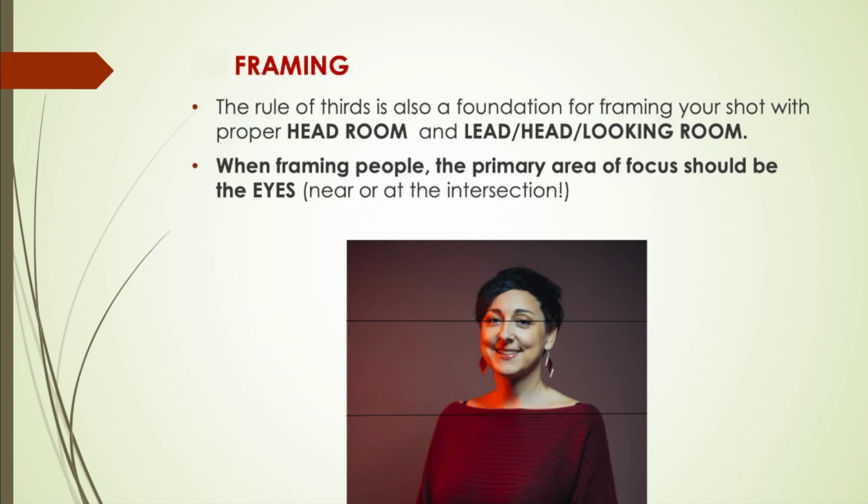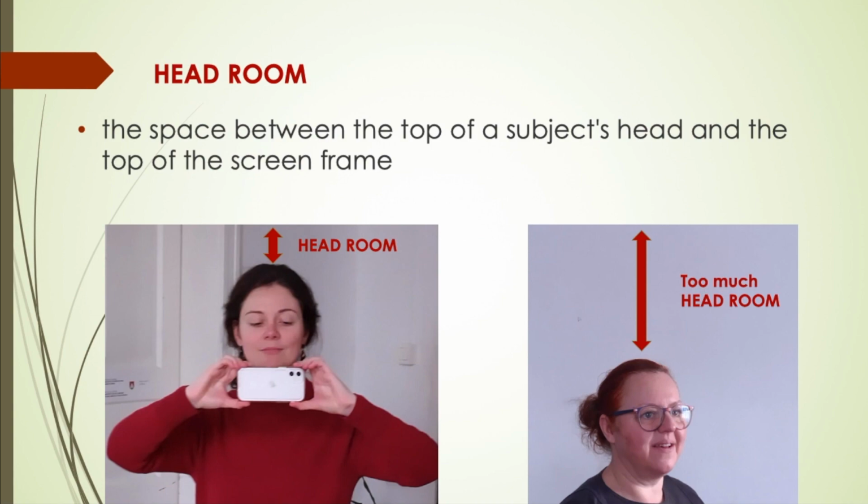Let's talk about framing. A few more things about framing. The rule of thirds is also a foundation for framing your shot with proper headroom and proper lead room, the direction the head is looking. So when you're framing people, the primary area of focus should be around the eyes, near or at the intersection. Let's check this out.